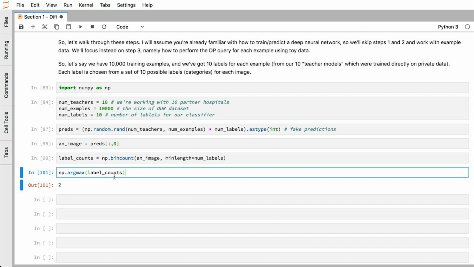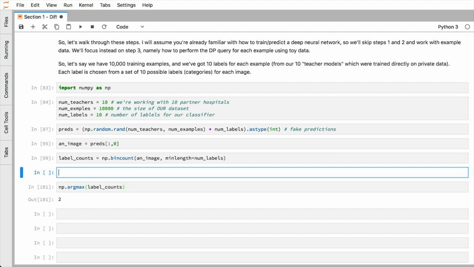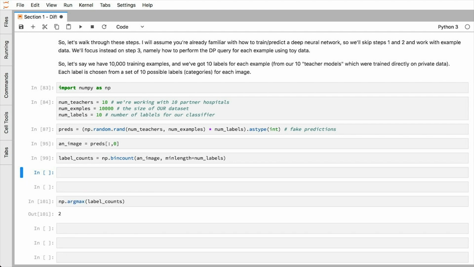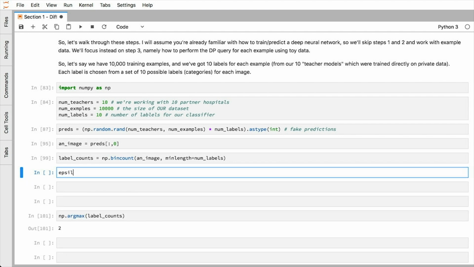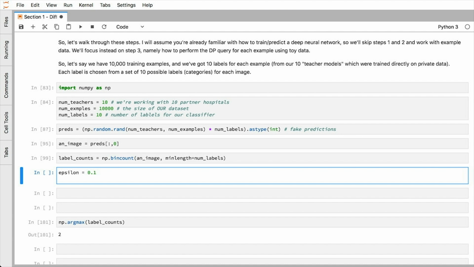However, this is not necessarily differentially private. This is the exact answer from these hospitals. However, we have an interesting technique, adding random noise to enforce a certain level of differential privacy. And so for that, we're going to turn back to our Laplacian mechanism. So we'll review this a bit. We'll say epsilon, let's set it to 0.1 for now. Beta equals 1 divided by epsilon.